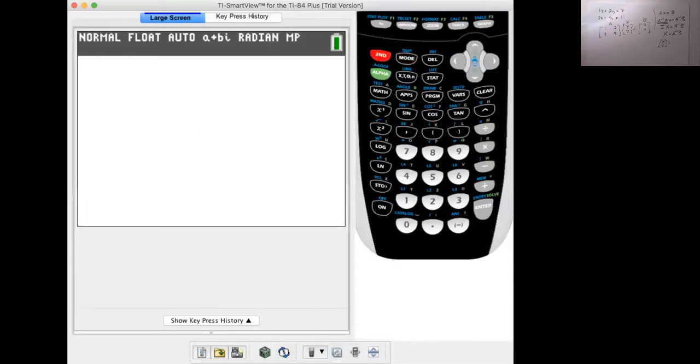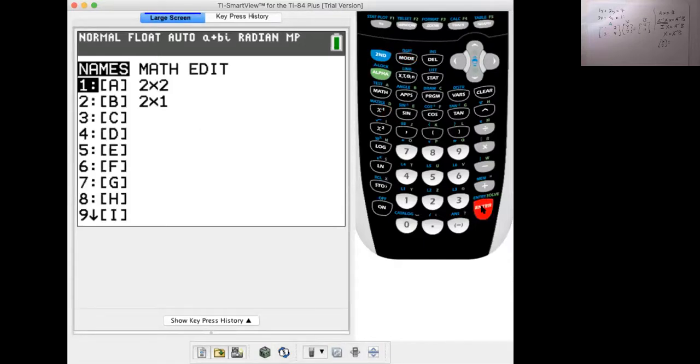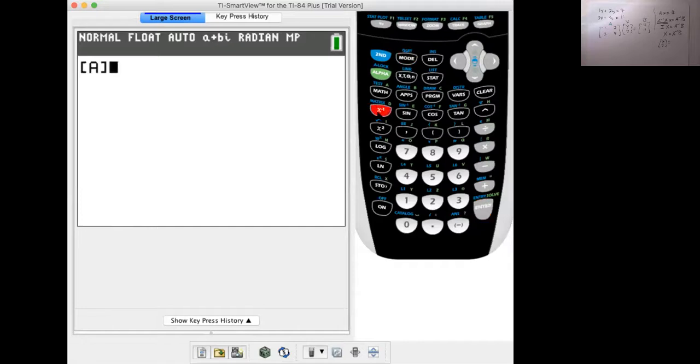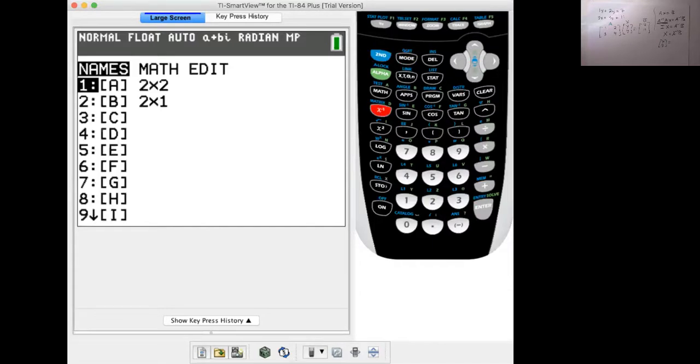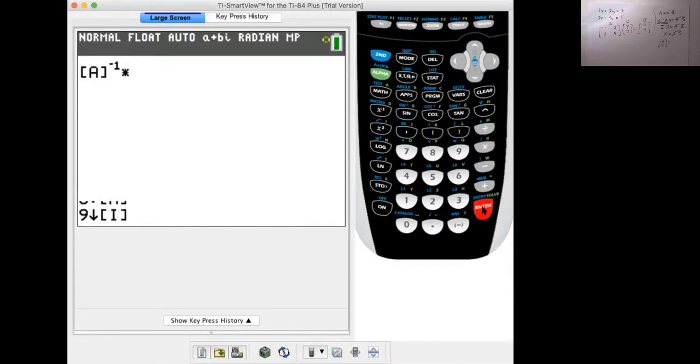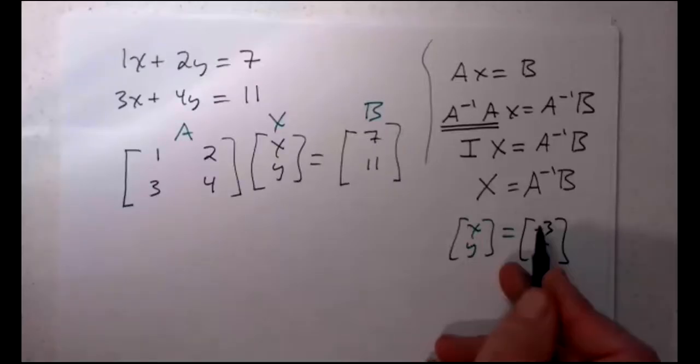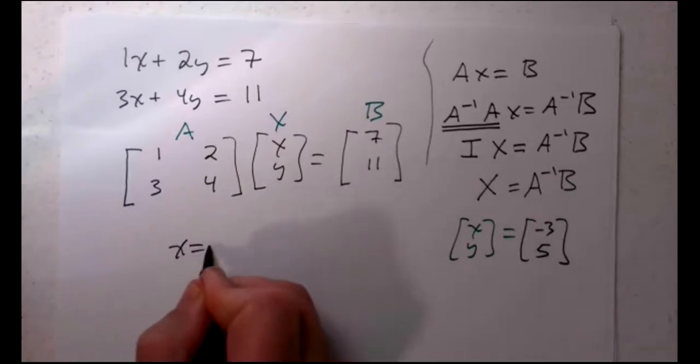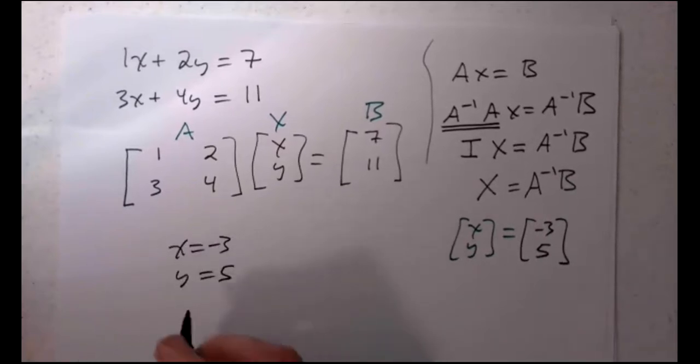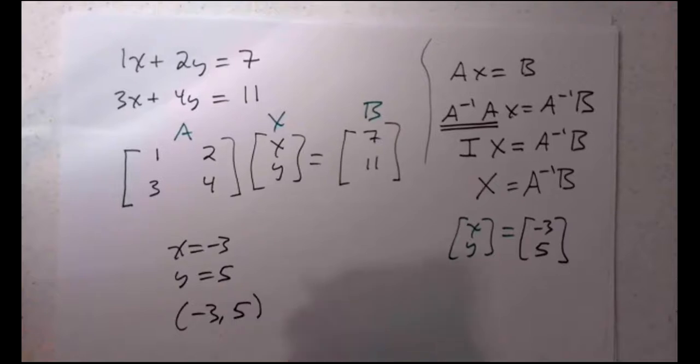Matrix, second, matrix, A entered, inverse, the inverse button is right here, X to the negative 1 power, times, if you'd like, matrix, second matrix, B is here, hit enter, and what do we get? Negative 3, 5. That should sound familiar. So we've also done that with matrix inverses. So what I have is I have X is negative 3, I have Y is 5. So my solution is the point, negative 3, comma 5.